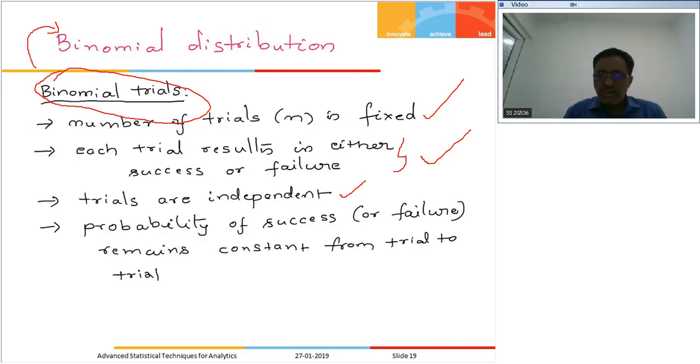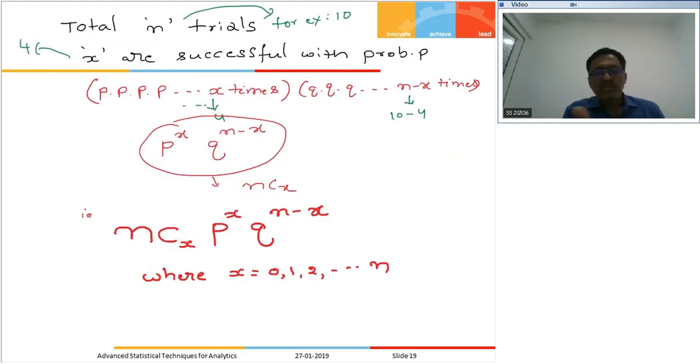Now this is another way of defining. That is, when a trial satisfies all the properties, then the trials are called binomial trials. Then the corresponding distribution is called binomial distribution. Now, if you want, we can see how the formula is derived. Otherwise, not required.